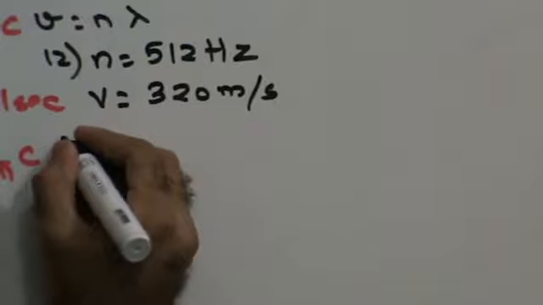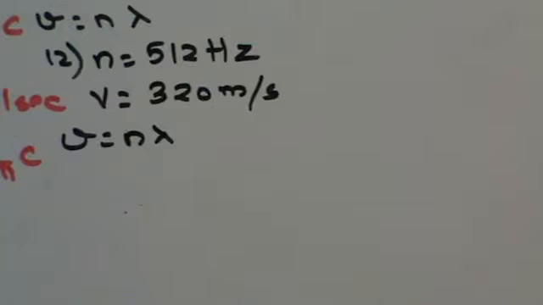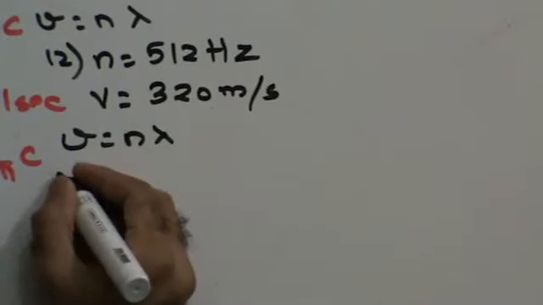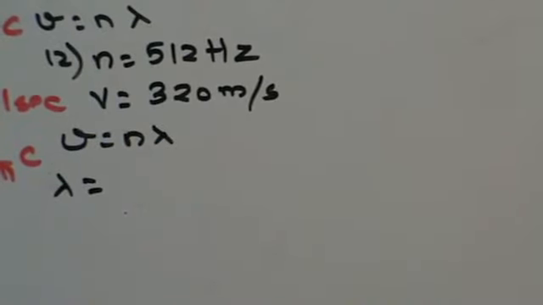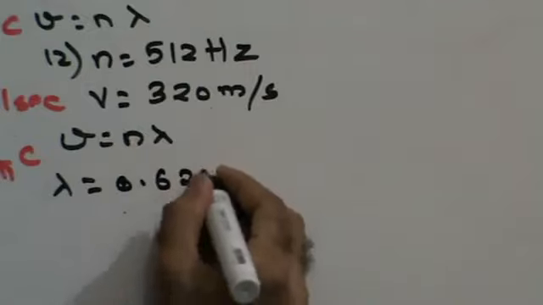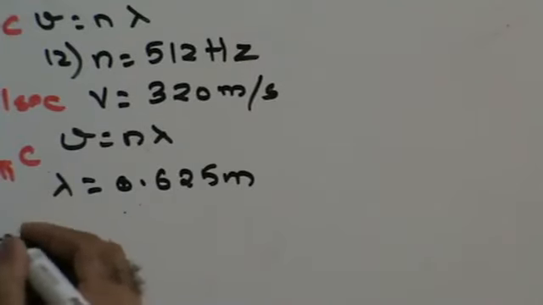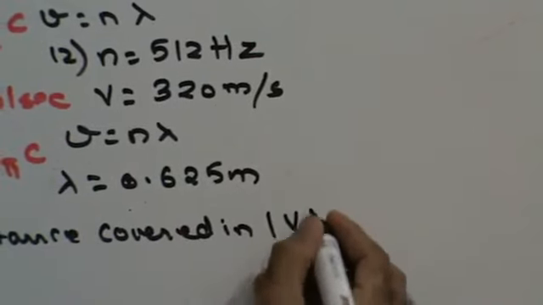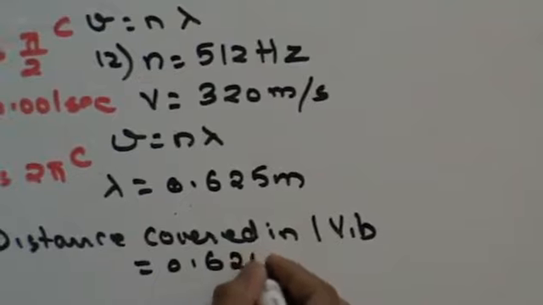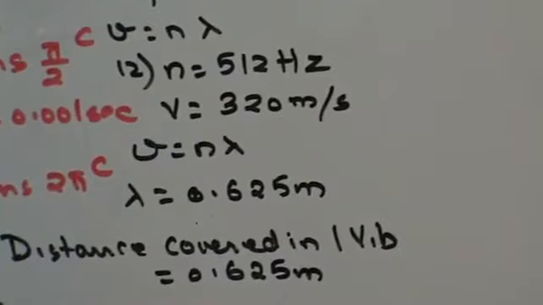Very simple, very straightforward. I can say that V is equal to n lambda. I know V, I know n, I should be able to get lambda. But what is lambda? Suppose I get the value of lambda as 0.625 meters. Now what is lambda? Lambda is the distance covered in one vibration. So I can say that distance covered in one vibration is 0.625 meters. Therefore, what will be the distance covered in 60 vibrations?